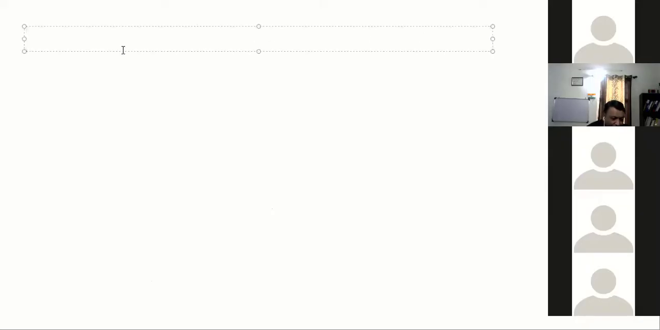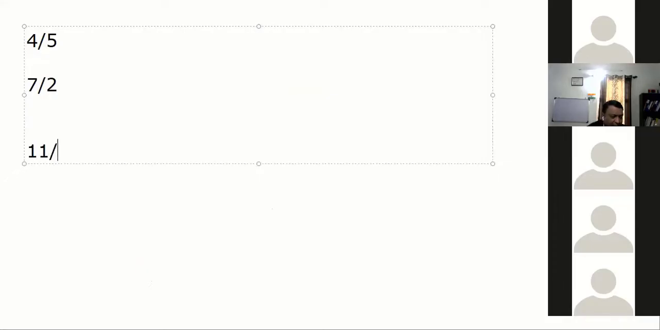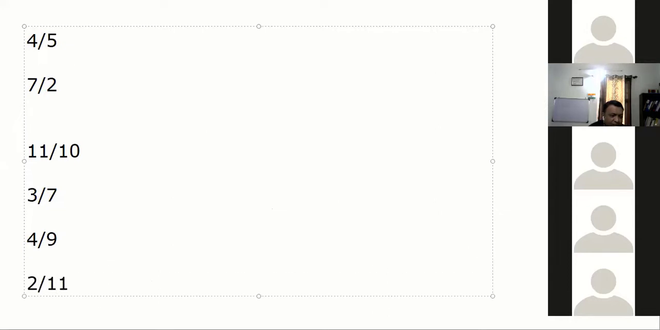If I say 4 by 5, I say 7 by 2, if I say 11 by 10, then I say 3 by 7, if I say 4 by 9, I say 2 by 11. ध्यान से देखो, 4 by 5. What is the form of the denominator? It's only in the form of 5 power. मैंने कहा या तो 5 का पावर हो, या 2 का हो, या दोनों हो. Then it is terminating. Right?